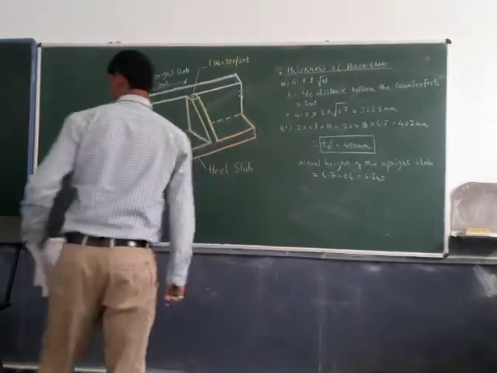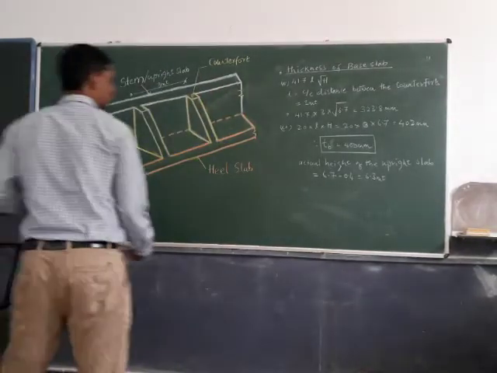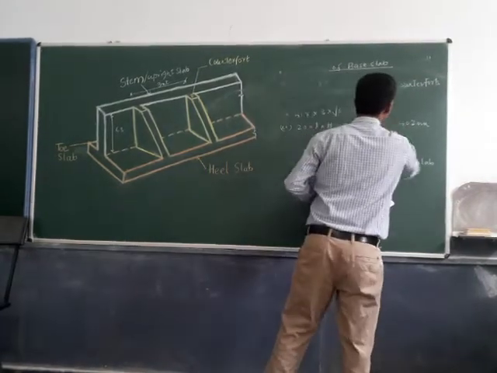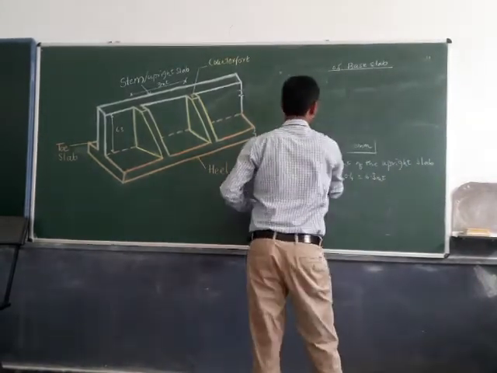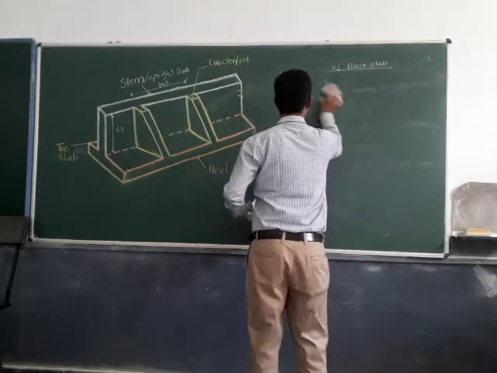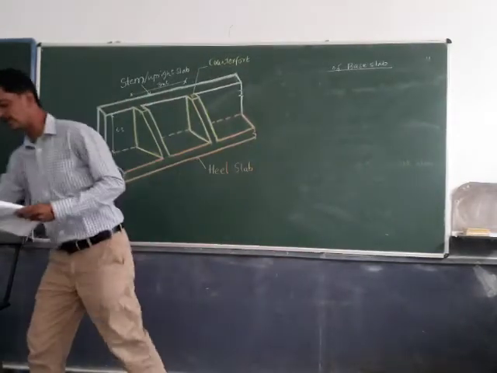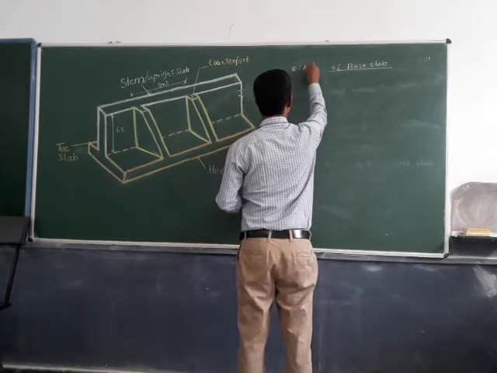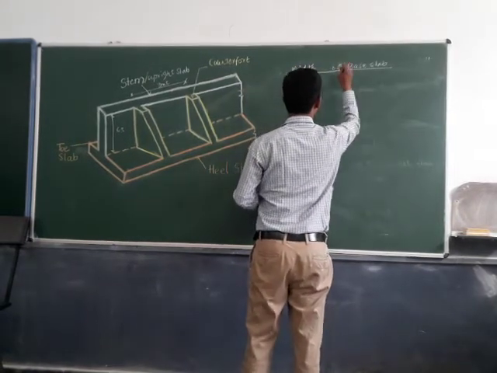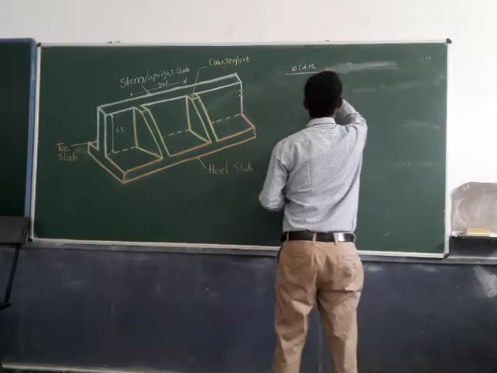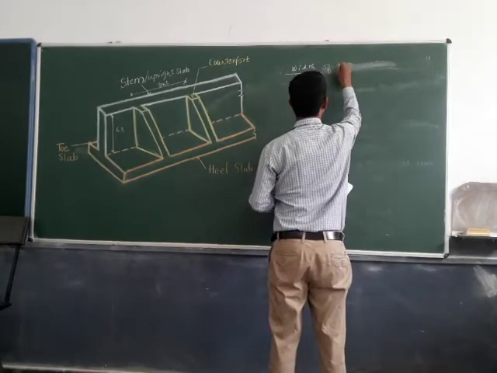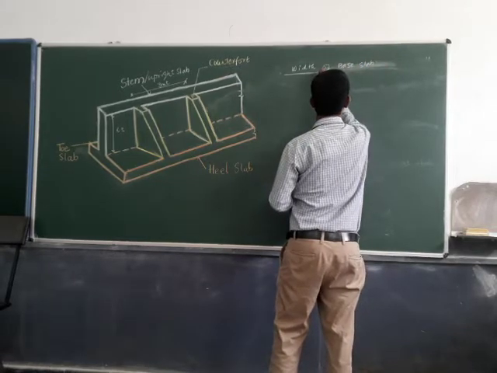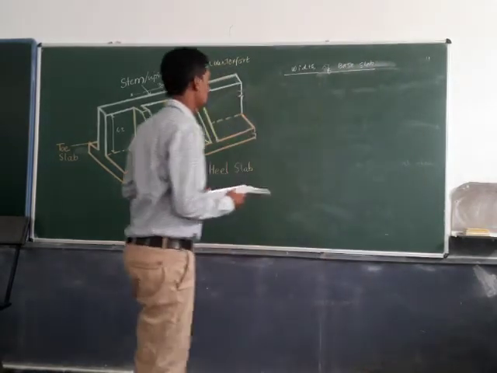After that we have to go for the width of base slab. So next we calculate the width of base slab. Thickness of base slab is done, next you have to go for the width of base slab, the next component you have to design.